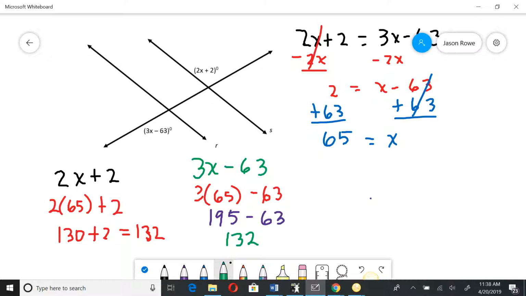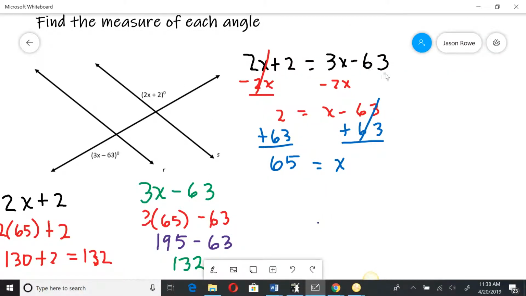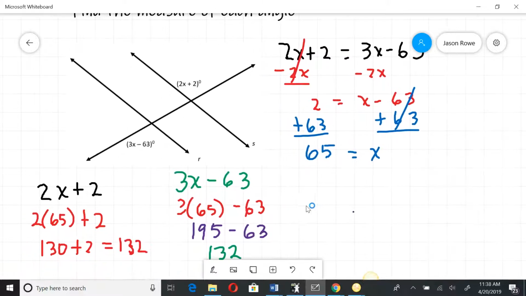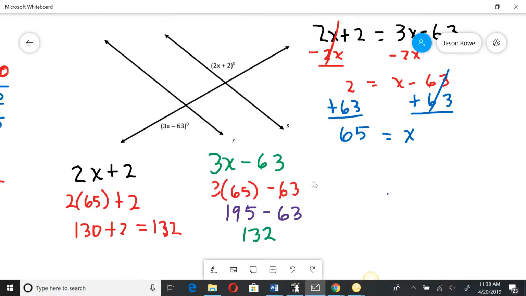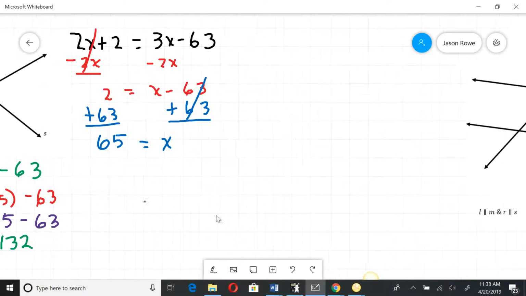So again, we had to know the relationship here. The relationship here happened to be alternate exterior angles. And using that, we knew that the angles were congruent. So we set up an equation where both angles were congruent. Then we solved the multi-step equation to find x, and then we used that value to find each angle measure.